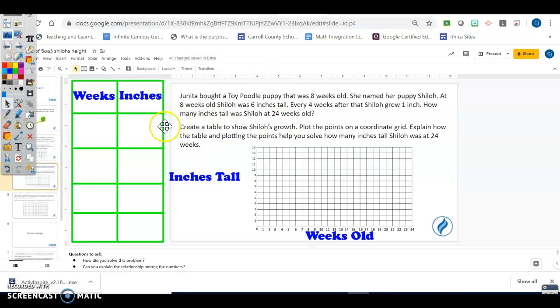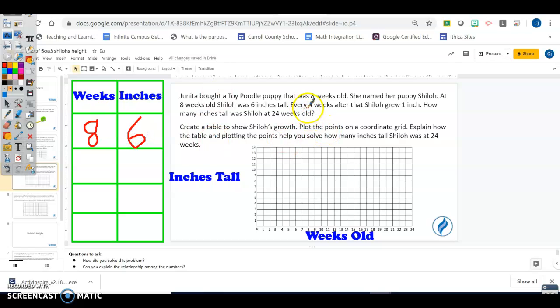Hey guys, so again, I went ahead and made my graph here. If we go back to the problem, it says that she bought her puppy, and we know the puppy was 8 weeks old. So I'm going to start with 8, because I know I had 8. And it says that when she bought him at 8 weeks old, he was 6 inches tall. So I know at 8 weeks, he was 6 inches tall.